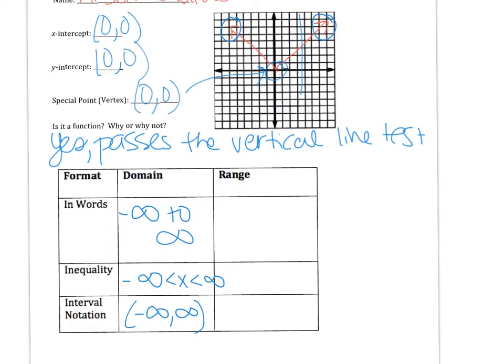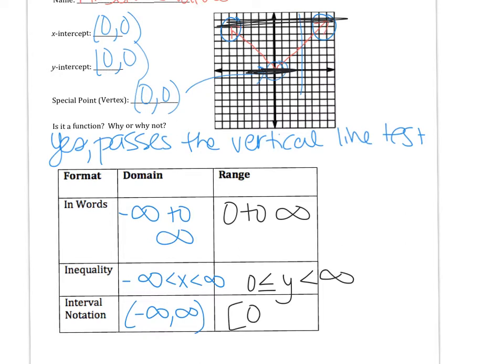So we're looking at the very first y value, which is 0. And then the very top of the graph, it's going forever. We have those arrows. So our range is going to be from 0 to infinity. So 0 is an included point, so it's going to be 0 is less than or equal to y, which is less than infinity. And then our interval, since 0 is an included point, it's going to be in a bracket. So 0 is an actual point on the graph. So our range could be anything from 0 to infinity.